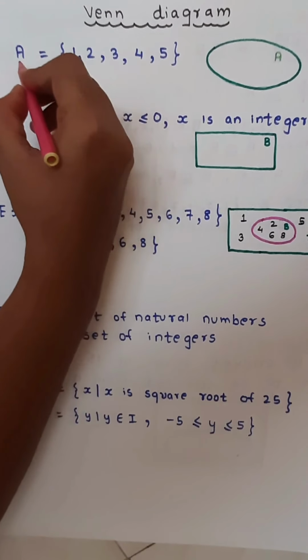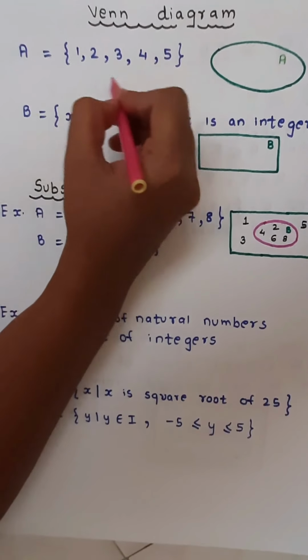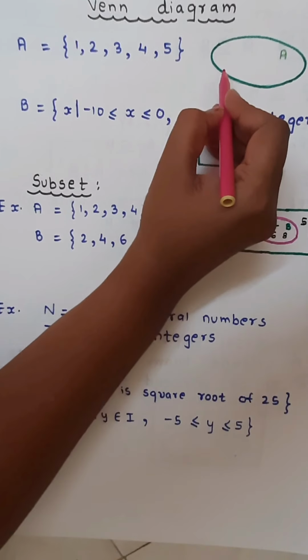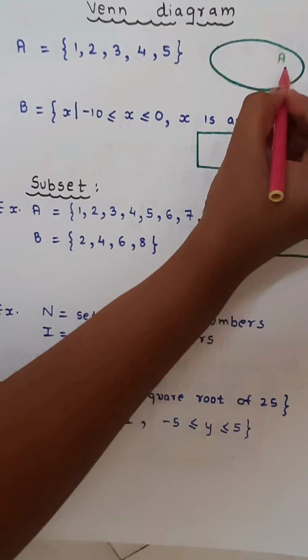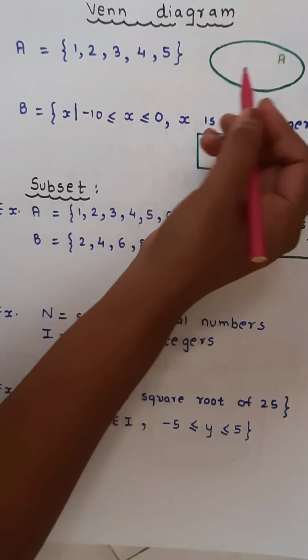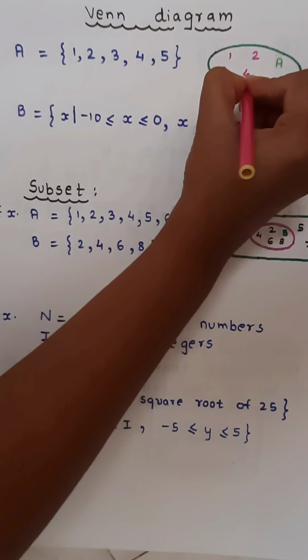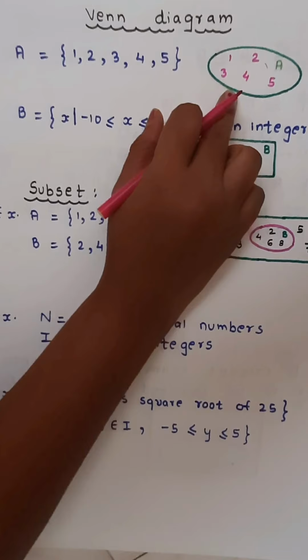Now if I have an example, A is a set of 1, 2, 3, 4, 5, I want to represent this in the form of a Venn diagram. You can draw any closed figure, as I have drawn. The name of the set is A, so I have written A and write the elements now. You may write them in any order, it doesn't matter: 1, 2, 3, 4 and 5. The elements are written. So this is a Venn diagram.